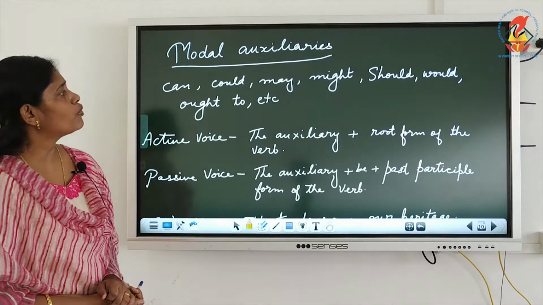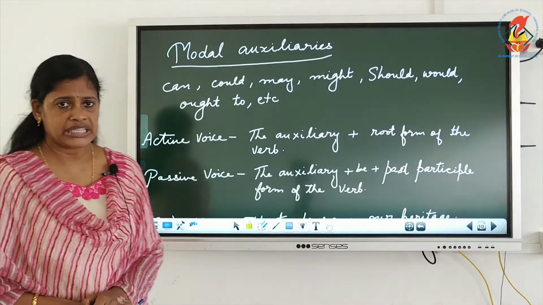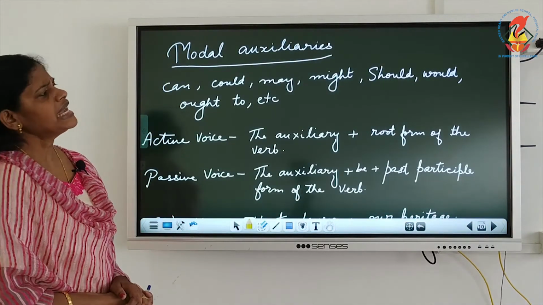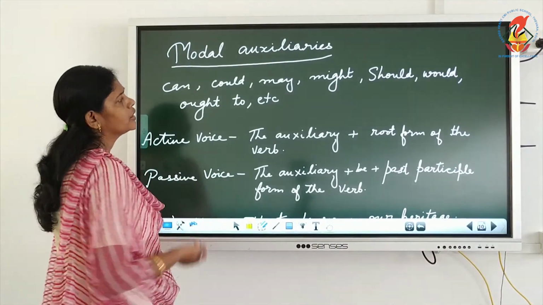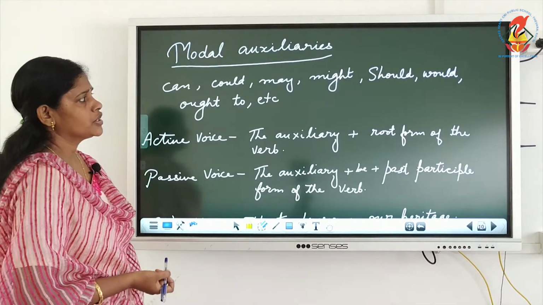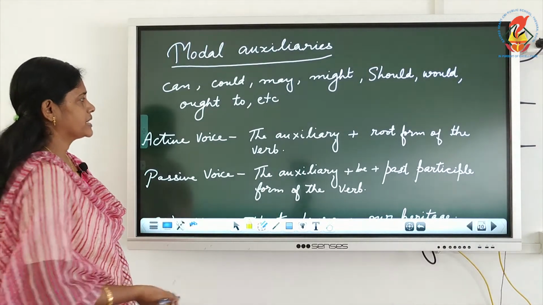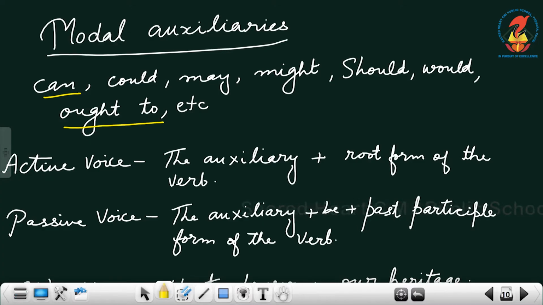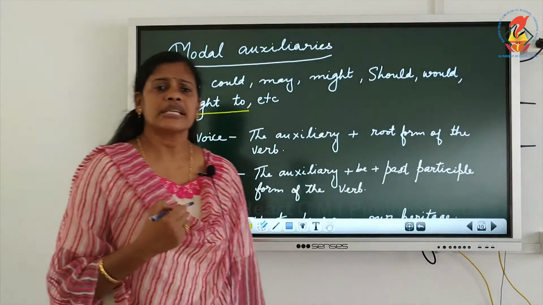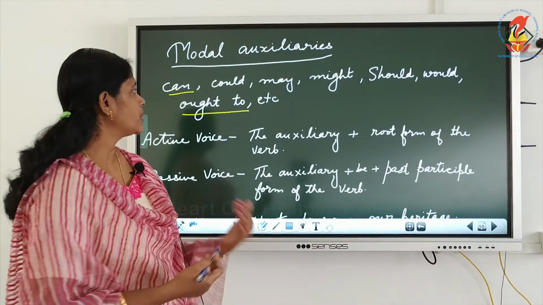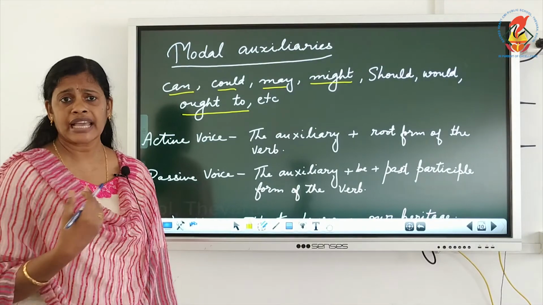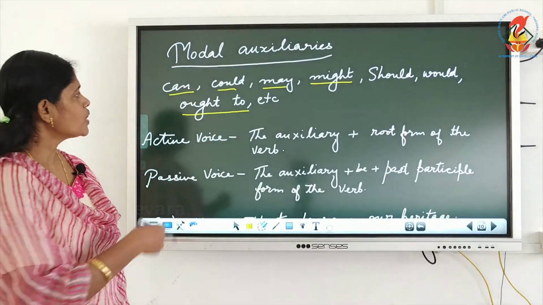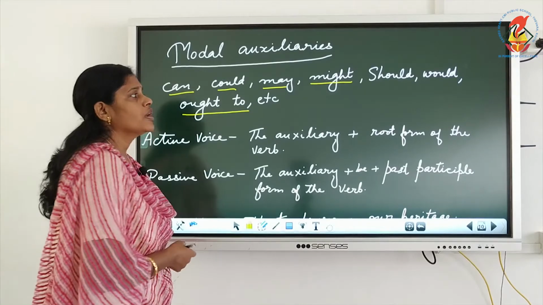And the first one is modal auxiliaries. Modal auxiliaries means helping verbs. There are many helping verbs. A few examples I have picked up: can, could, may, might, should, would, ought to, etc. Can, ought to, all these are common sentences. We can start with that. And how do you convert it? Could, may, might, all these are there. May is generally used for blessing. May you stay healthy, may you have a long life, may you be blessed with a good life. So how to convert these sentences into passive voice?